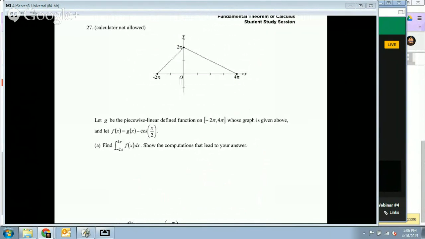And one more bonus one for this recording. Take a look at 27. So they give me a piecewise linear function, and notice everything is defined in pi, so they like to be super tricky with this one, right? So they want you to find the integral from negative 2 pi to 4 pi of f of x dx and show the computations that lead to your answer. So keep in mind that they have things defined differently depending upon what's going on.